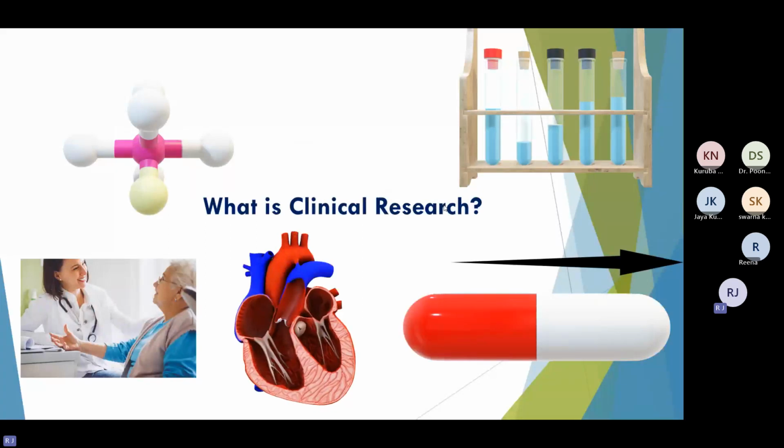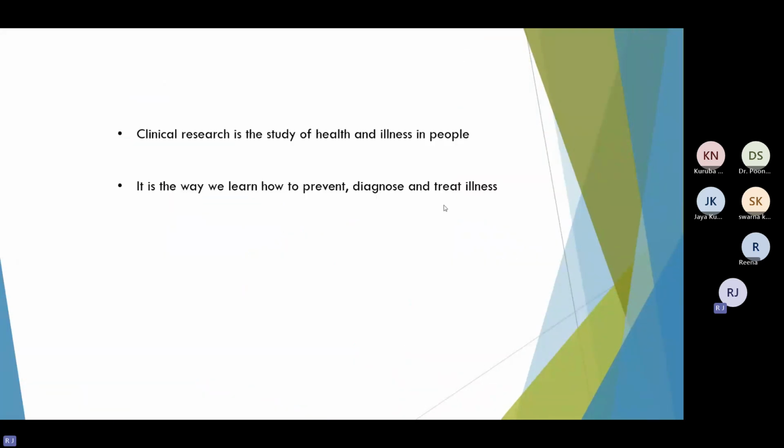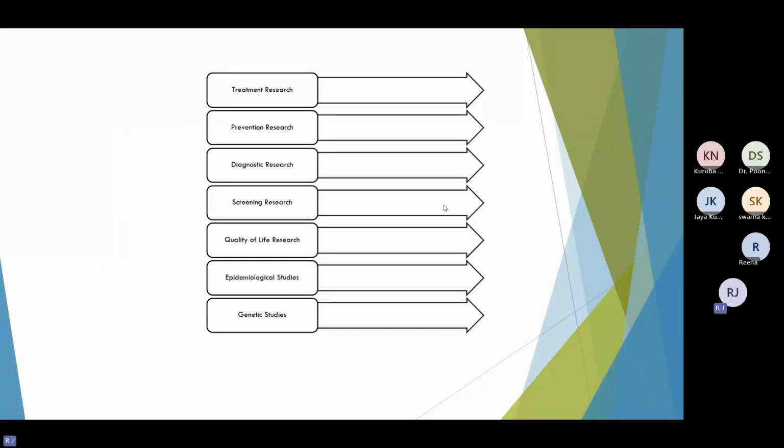I'll just summarize what I've said, because you would have heard what I said, but you would not have seen my slide. I just completed 3 or 4 slides only. I started with the definition of clinical research, which is nothing but the study of health and illness in people. Then I summarized the different types of clinical research. I started with treatment research and ended with genetic studies. And out of these studies, I selected treatment research for today's class.